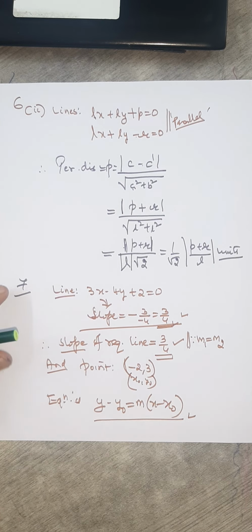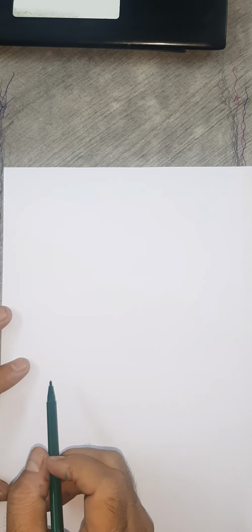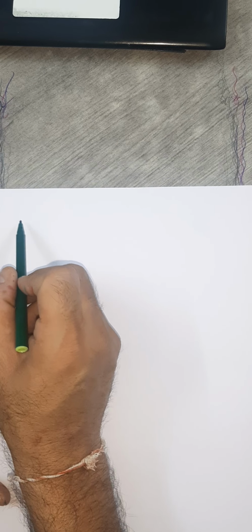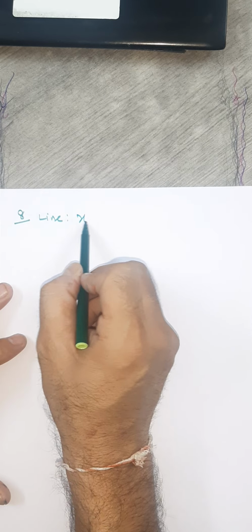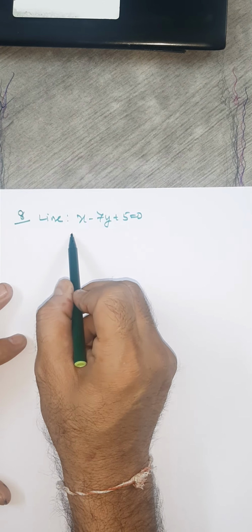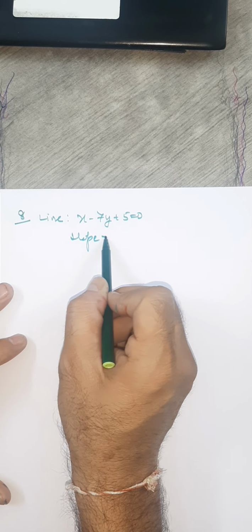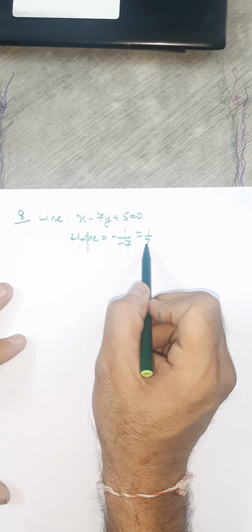Question number 8. The 8th question says, find the equation of the line perpendicular to this. When you have the word perpendicular, immediately you must have m1 into m2 equals minus 1 in your mind. The line is x minus 7y plus y equals 0. What's the slope of this line? Minus a by b. So 1 upon minus 7, which is 1 by 7.